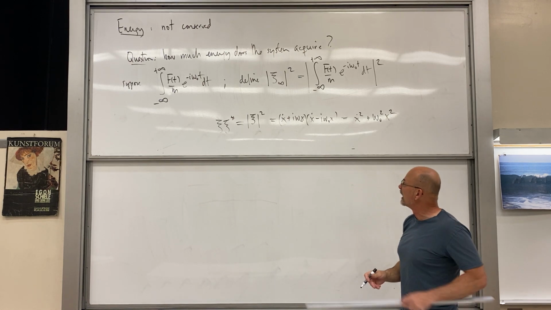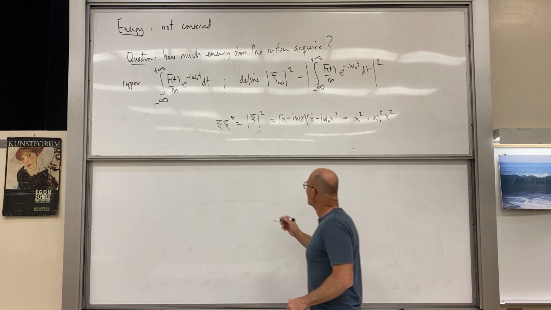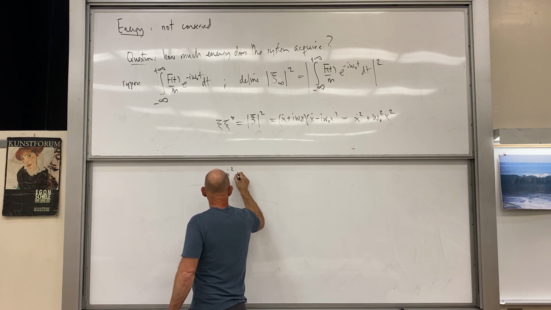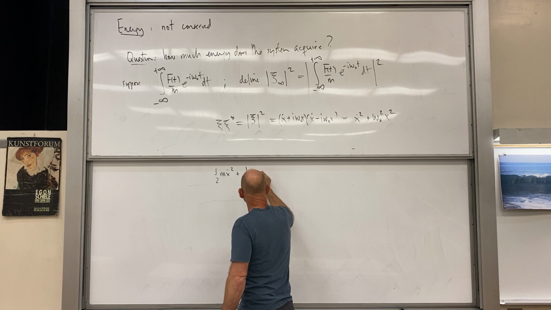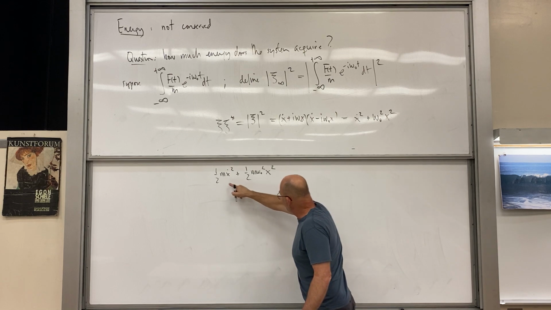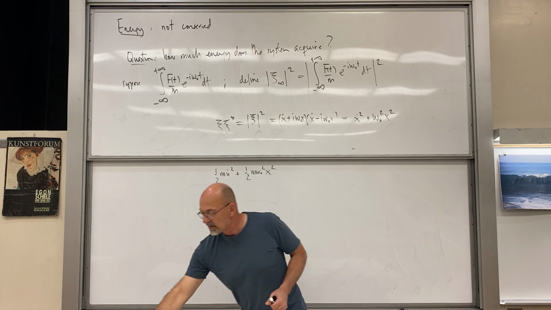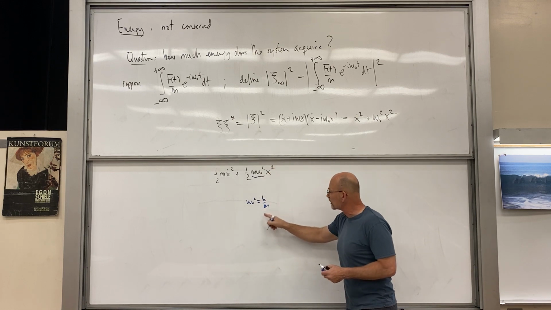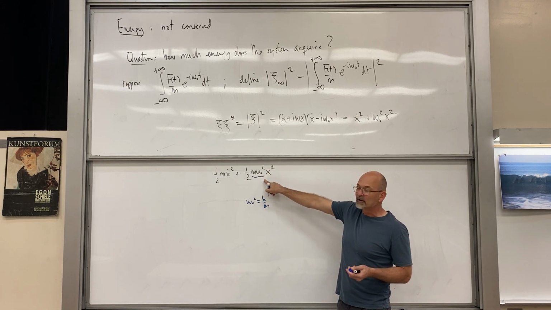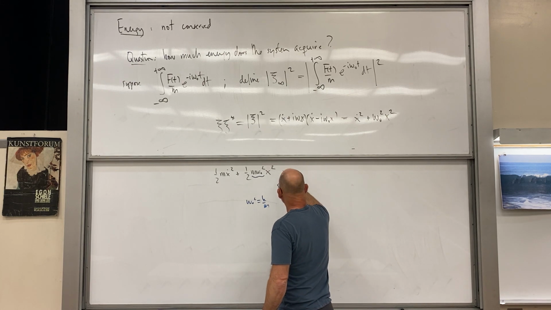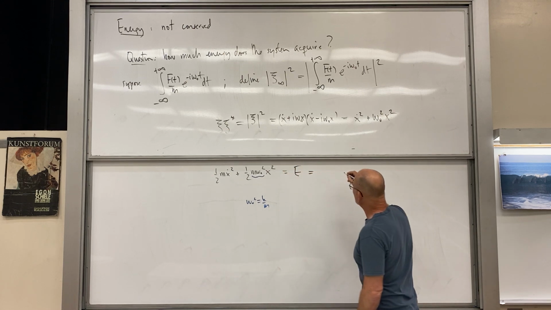All we have to do is multiply this by 1/2 m. 1/2 m x dot squared plus 1/2 m omega naught squared x squared. Well, what is that? That's the kinetic energy plus the potential energy. Always remember, omega naught squared is equal to k over m. So m omega naught squared is just equal to k, and that's what we would have had in the potential energy.